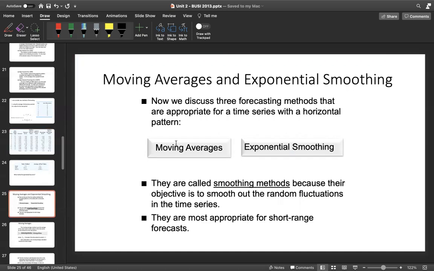A moving average of 5, you consider the previous 5. Moving average of 10, you consider the previous 10. This is how that works.